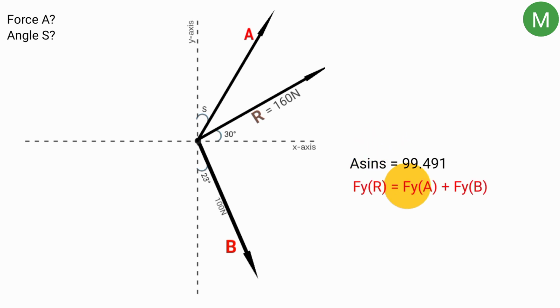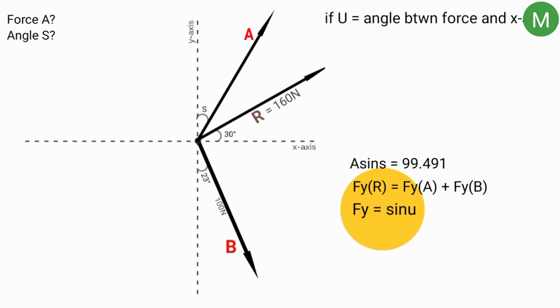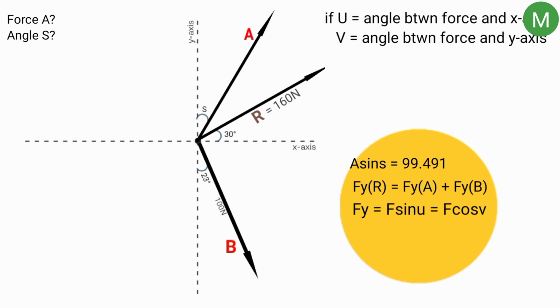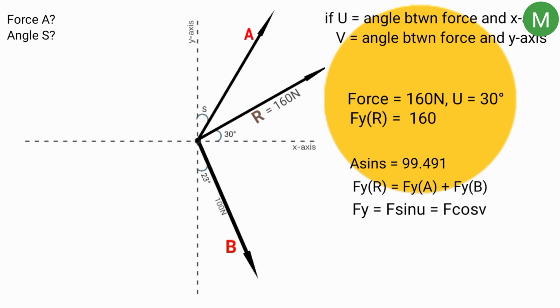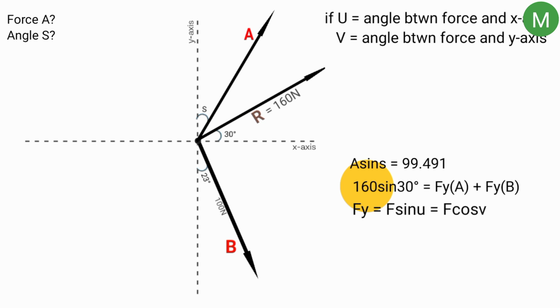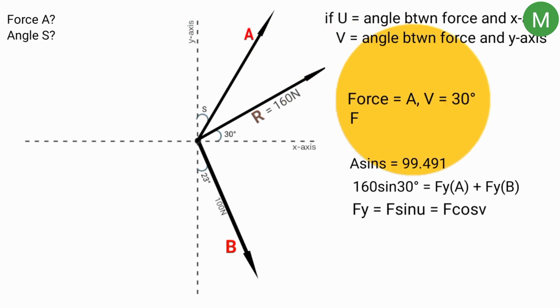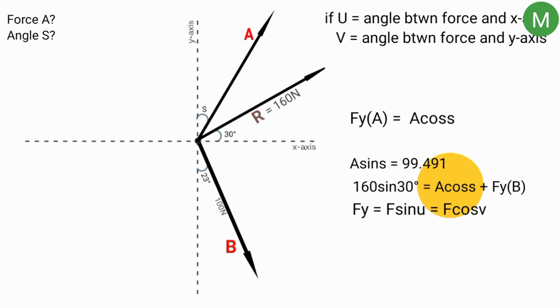Now coming back to the y component of the force, the y component of a force is F sine u, where u is the angle the force makes with the x-axis, or F cos v, where v is the angle the force makes with the y-axis. 30 degrees is the angle the resultant makes with the x-axis, and hence the y component of the resultant is 160 sine 30. Substitute here. Angle S is the angle force A makes with the y-axis, and hence the y component of force A is A cos S. Substitute it here.